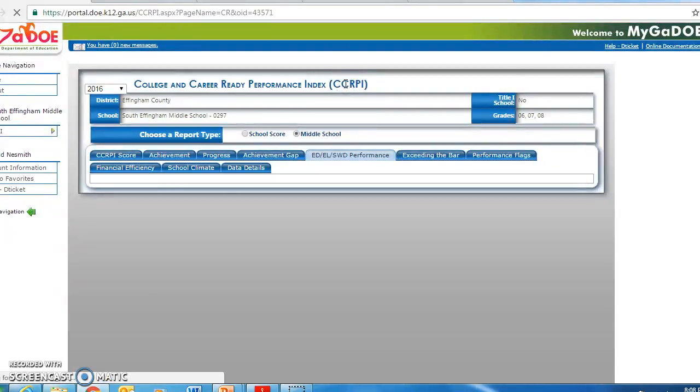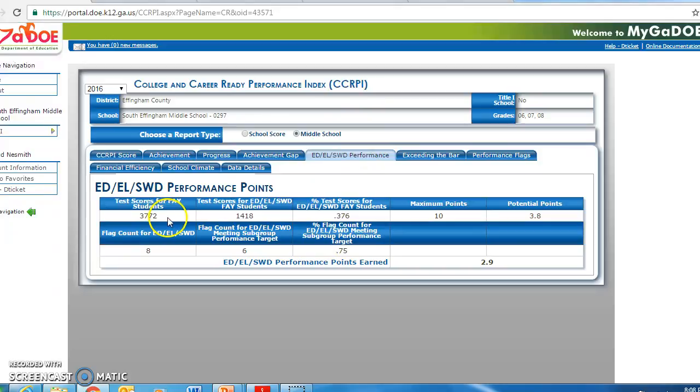Let me show you the points system first. For us, for this year, we had 3,772 test scores. Then for ED and SWD students, we had 1,418 scores. So our percentage is 0.376, and our maximum number of points is 10. Our potential, which they got from here, is 3.8. Our flag count is 8. We met 6 of the 8, so 75%. So we earned 75% of the 3.8 to get us the 2.9.